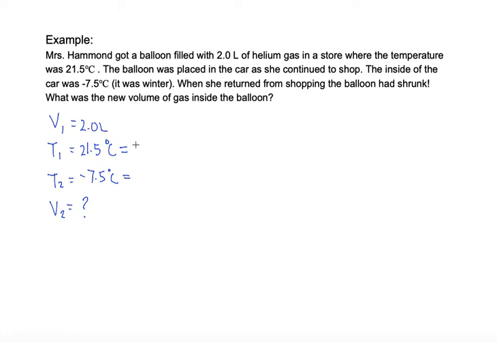So 21.5 plus 273 would be 294.5, and the unit now is Kelvin. Minus 7.5 degrees Celsius plus 273 would be 265.5 Kelvin. Now that we've got our temperatures in Kelvin, we can do our calculation. We set up our ratio V1 over T1 equals V2 over T2, and then we just rearrange to get V2. So V2 is V1 times T2 over T1.